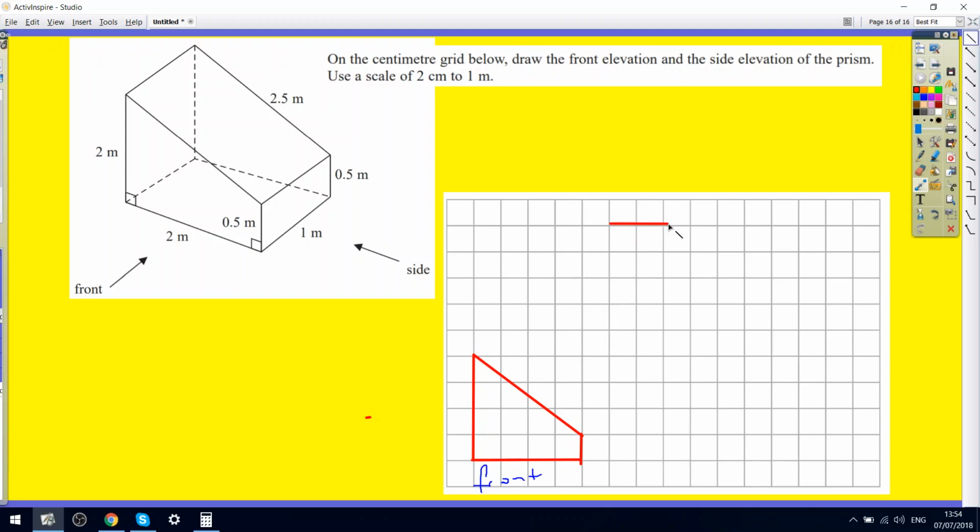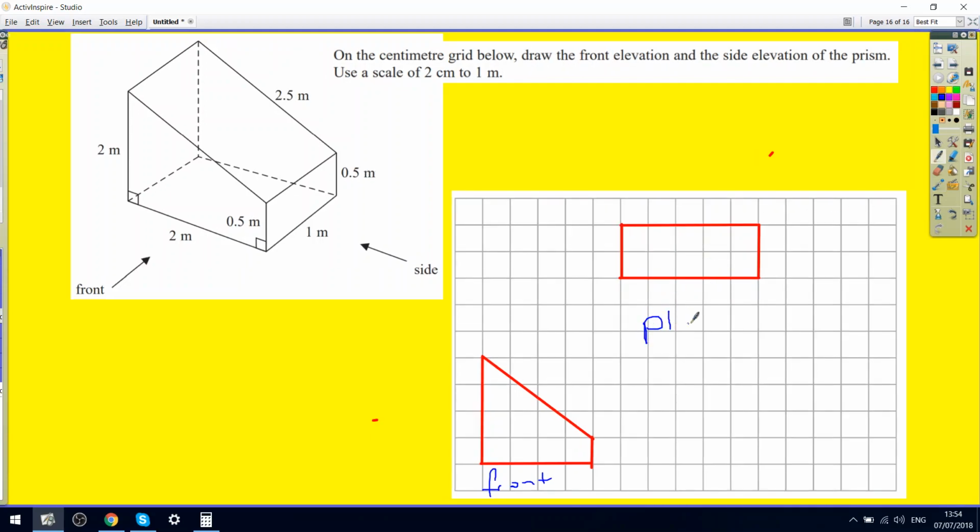So that's 1, 2, 3, 4. So that's 5 centimeters wide. Yeah. And then, is it 1 meter? Yeah. So 2 centimeters. Yeah. And then you just add it, join it all together. Yeah, that's it. And that's the front. And that's the plan, we call it. It's the top-down view. Yeah.